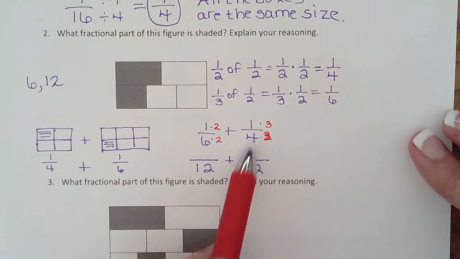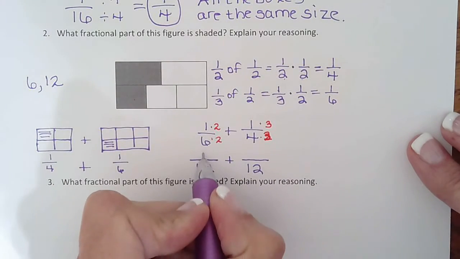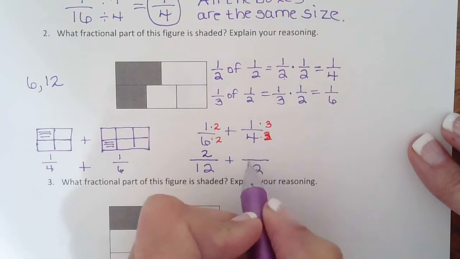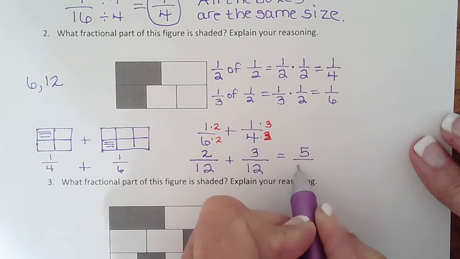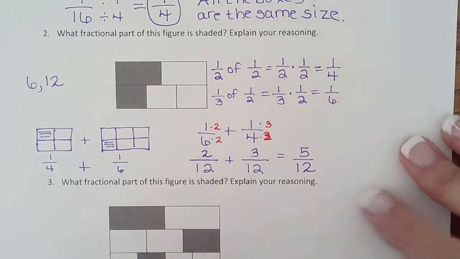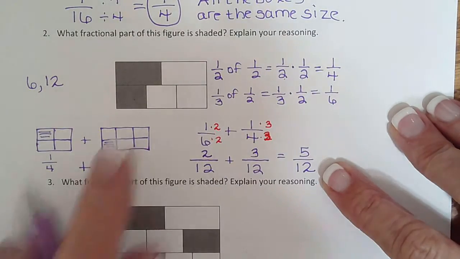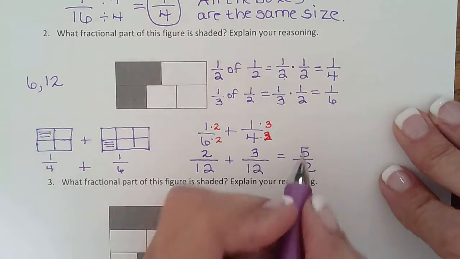So 4 goes into 12 3 times, so I need to multiply 4 by 3, which means I need to multiply the 1 by 3. So now my new answer is going to be 2 12ths plus 3 12ths, which is 5 12ths. So 5 12ths, which is a little less than a half, because 6 12ths is a half. So does that look like a little less than a half of the picture shaded? I'd say that sounds reasonable.